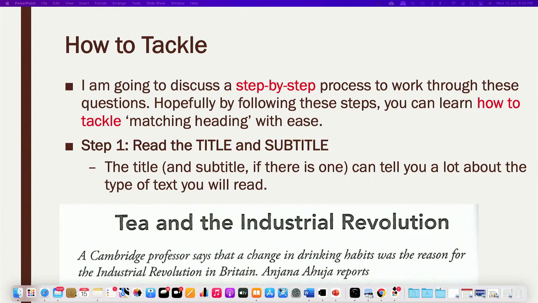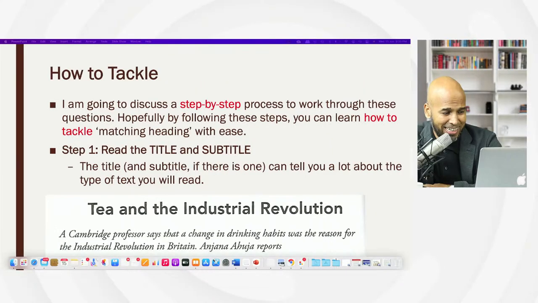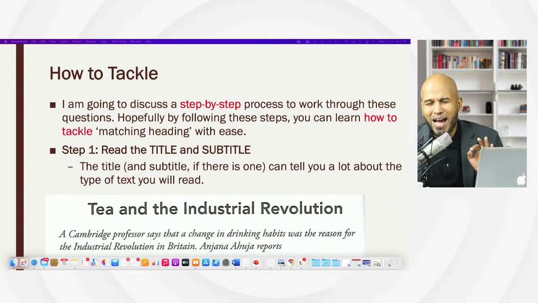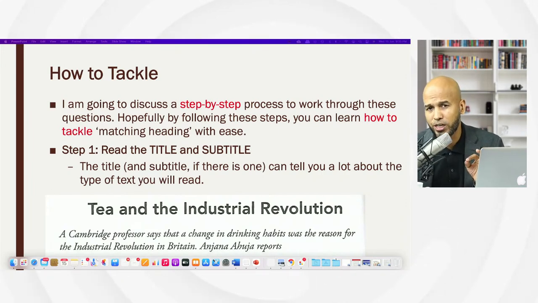Drinking habit was the reason for the industrial revolution in Britain. Seriously? So that brings me in the essay that hooks me, that attracts me to read the article. Wow, awesome. So this is the best part, and that's why in the beginning of my session I told you, heading matching is the most beautiful and the most intellectual type of question in your IELTS test. My favorite one. Okay?